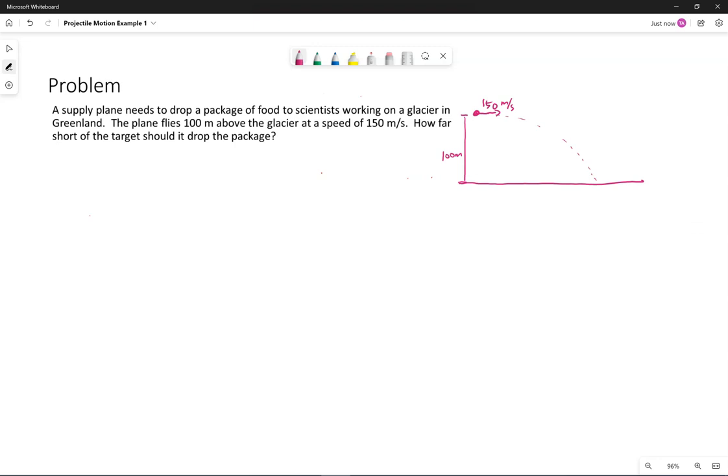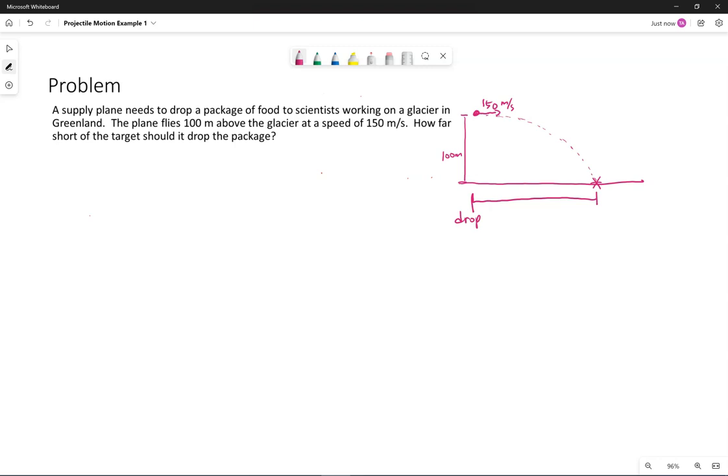So the little dot I drew here represents the package. The package was in the plane, so its initial velocity is going to be that of the plane. But because of gravity, it will fall towards the ground. And it's going to fall over here, which means in order to have it land where we want to, we need to drop it earlier than the target.